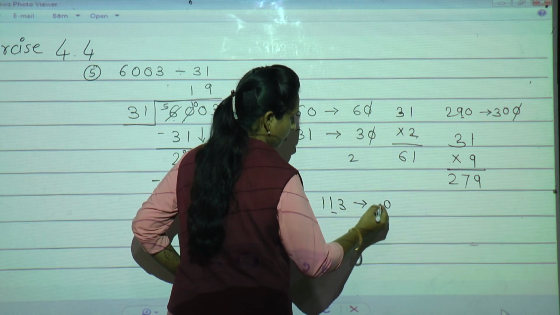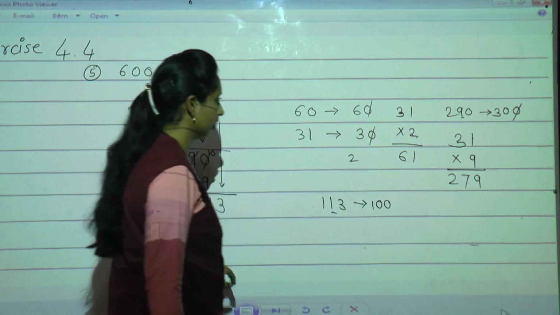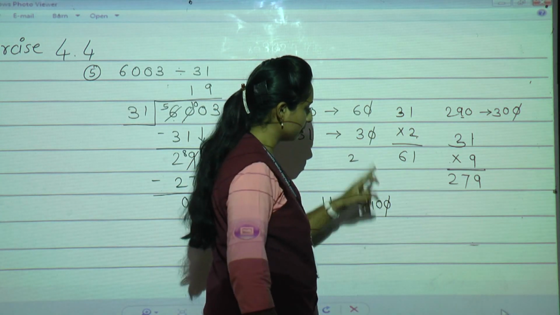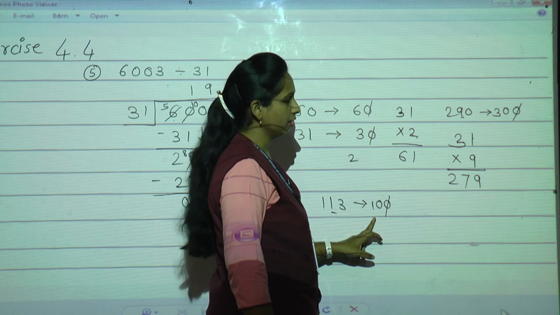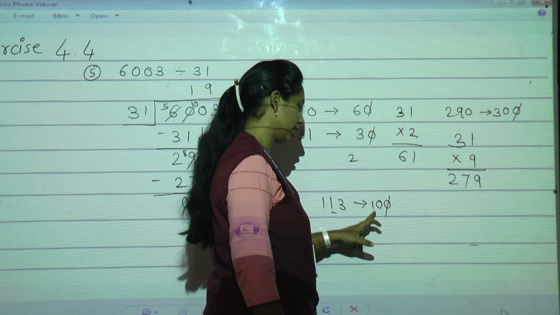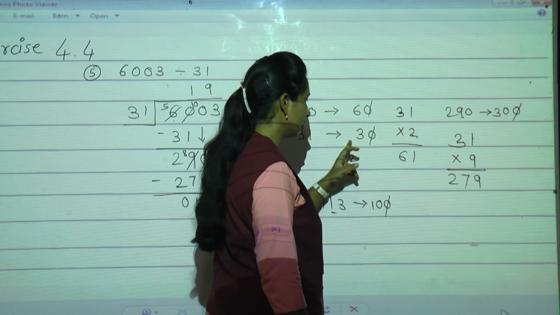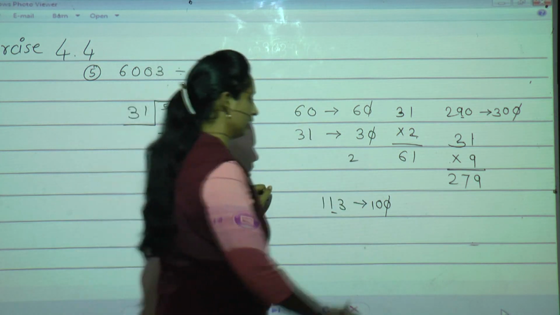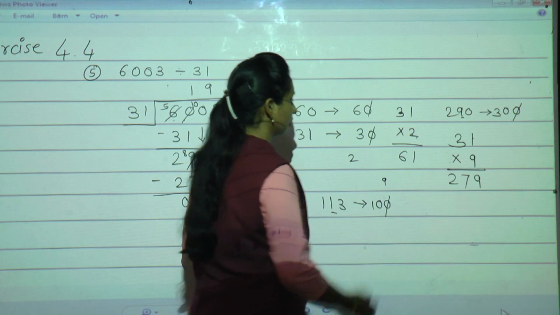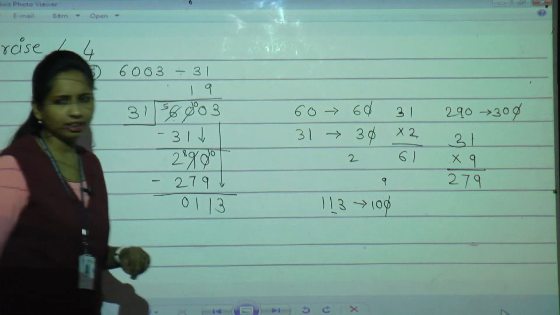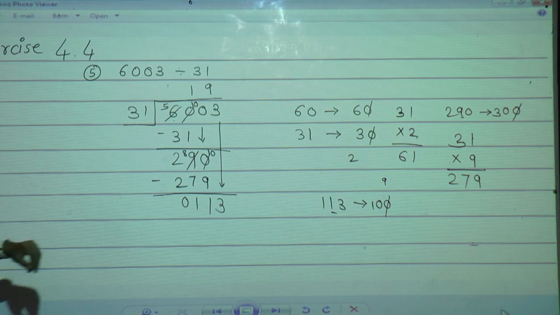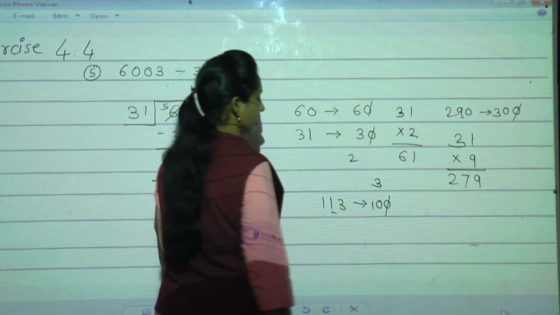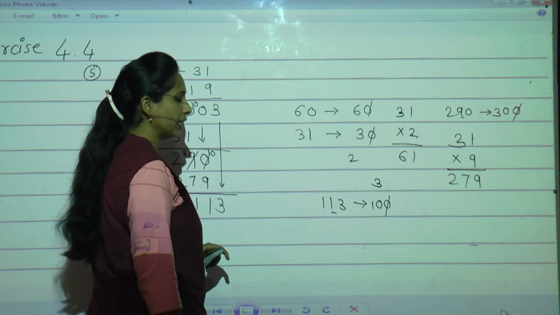Now for 113 we will find the nearest number. 1 is there, 0 0, 100. Now 30 and 100. Cross 110. How many times 3 means 10? 2 times 3 will go from 10, means 3 times 3, 3 3s are 9. Isn't it? Yes or no? Is it correct? 3 3s are 9. I am writing 9. 3 is the estimate quotient.